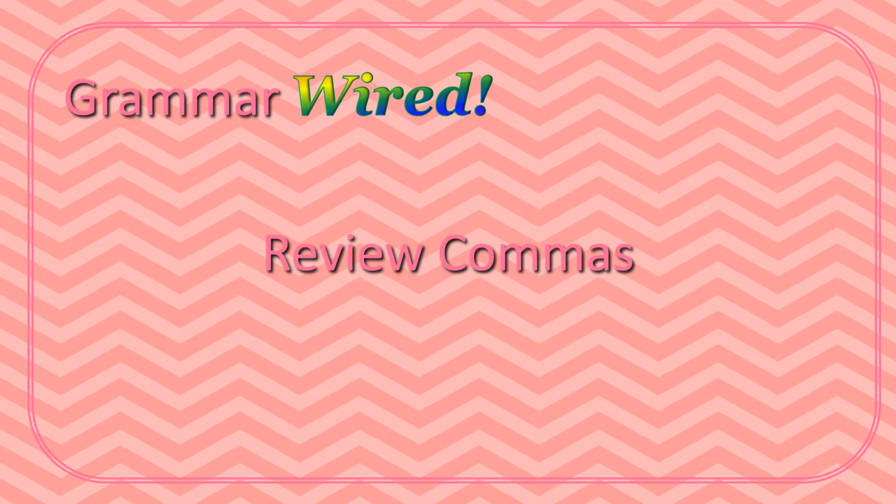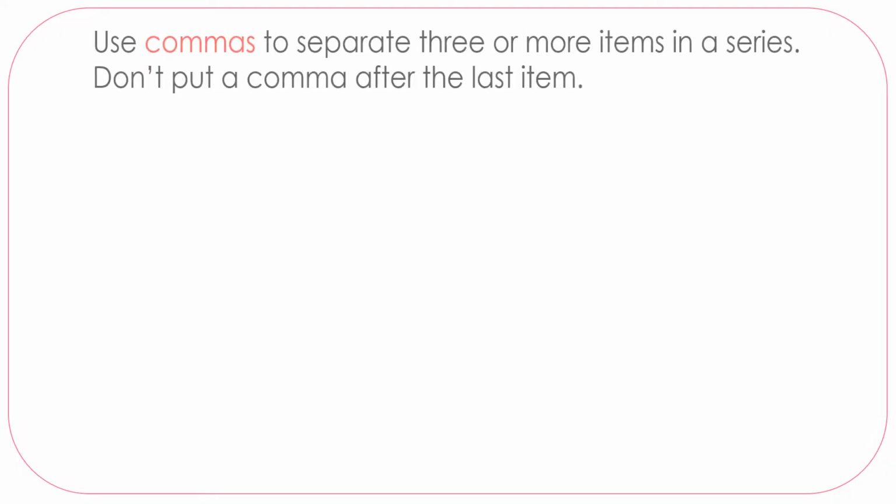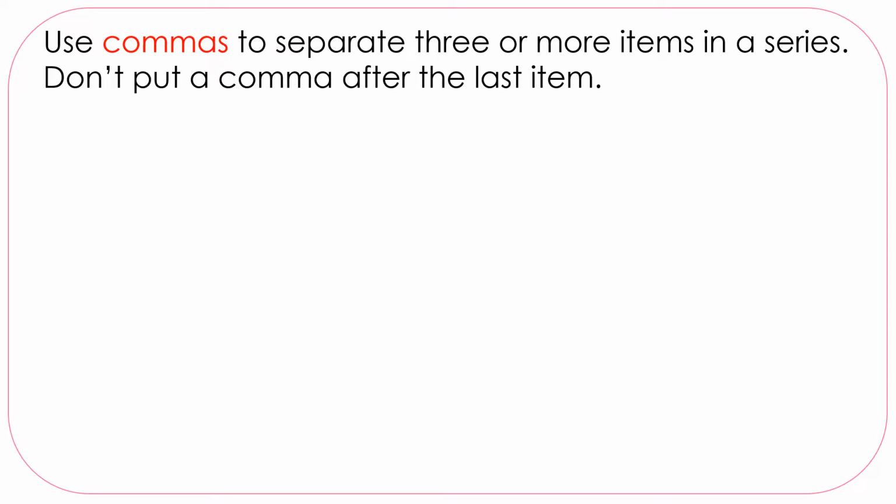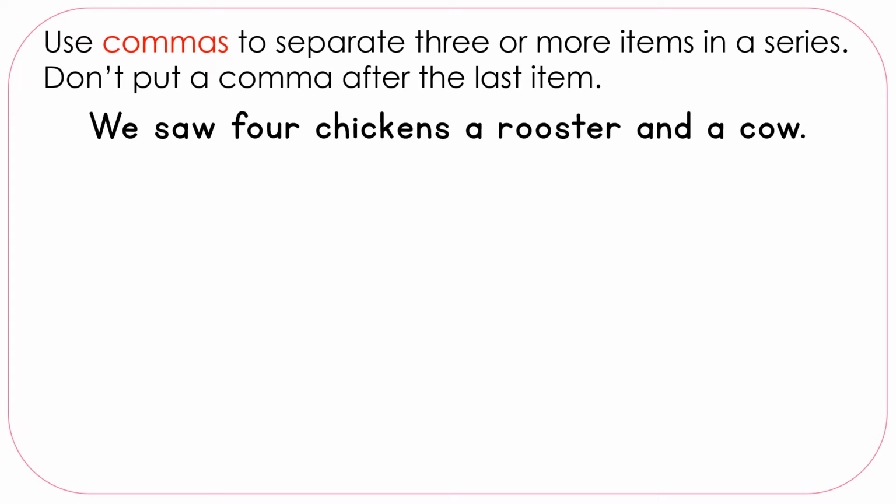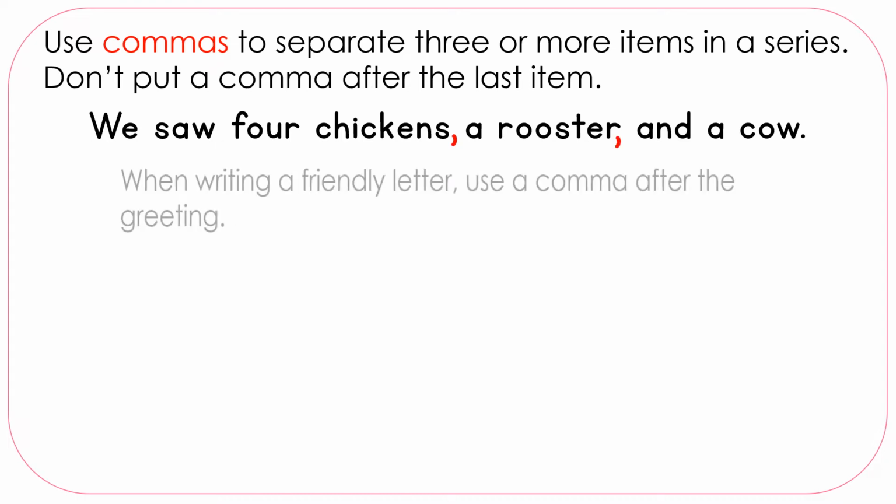Review commas. Use commas to separate 3 or more items in a series. Don't put a comma after the last item. We saw 4 chickens, a rooster, and a cow. We need a comma after chickens, rooster, and then that's it.